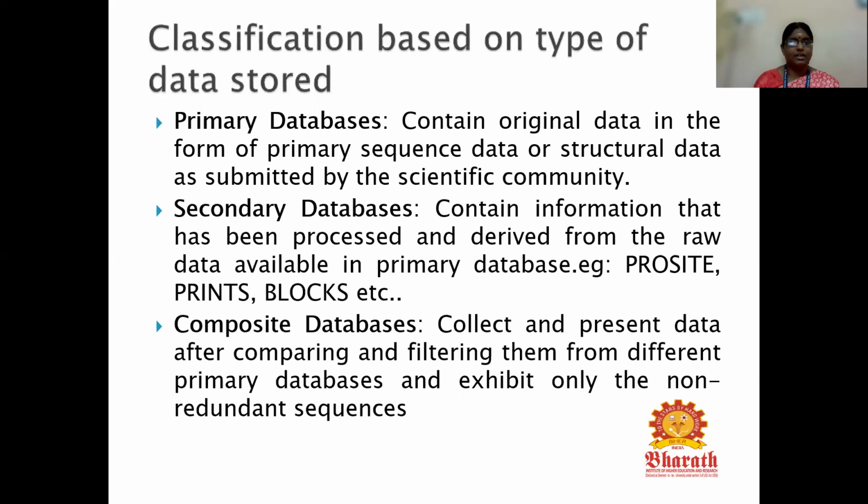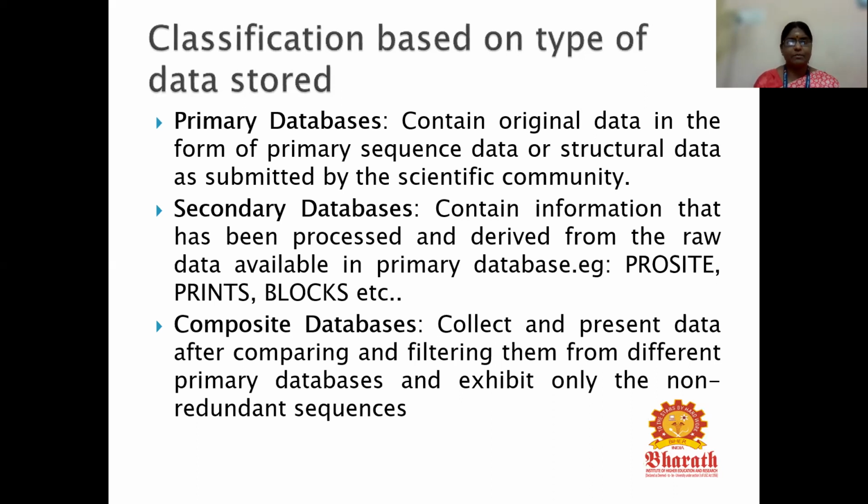Next, classification based on type. Data storage mainly depends upon three types. First is primary databases, which contain original data in the form of primary sequence data or structural data, submitted by the scientific community. Secondary databases mainly contain information that has been processed and derived from the raw data available in primary databases. The primary database cannot be easily accessed, but we can deposit our original data in it.